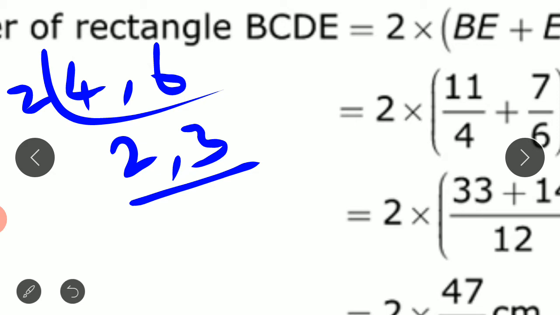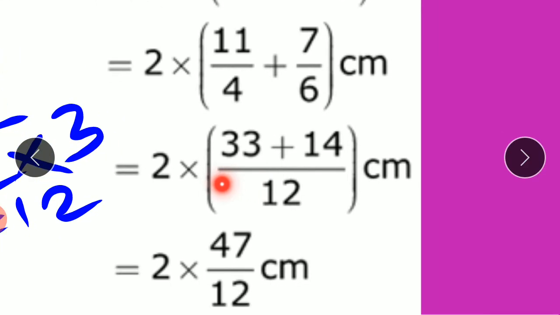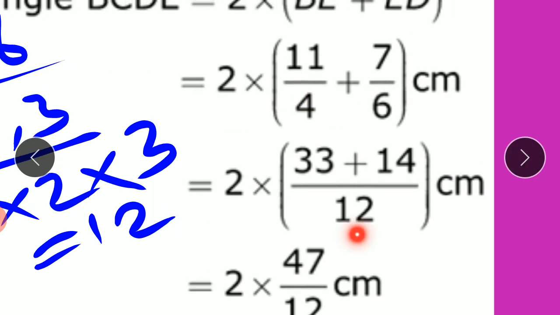So let's multiply the prime numbers. 2 into 2 into 3 is 12. 2 2s are 4, 4 3s are 12. So the LCM of 4 and 6 is 12. Then I am copying from the formula: perimeter of rectangle is 2 into length plus breadth. Now we are simplifying the bracket value, adding the fractions. We found the LCM of 4 and 6, that is 12. As a common denominator, we take 12.